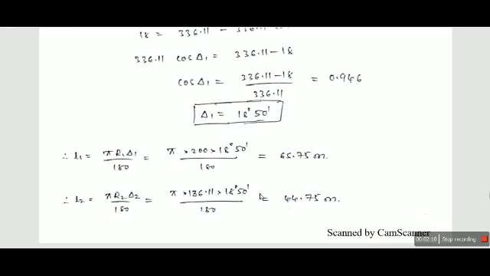Then the last step: L1 is equal to pi r delta 1 divided by 180 degrees. This is the length of the first arc. Similarly, with the same formula, fill in the radius of the second arc and the delta value, and L2 is equal to 44.75.